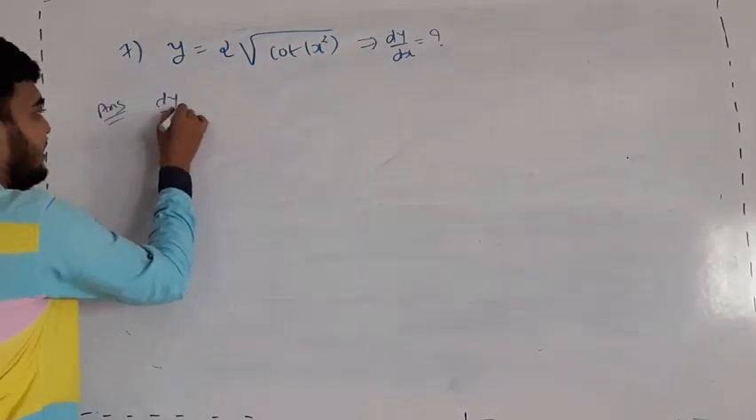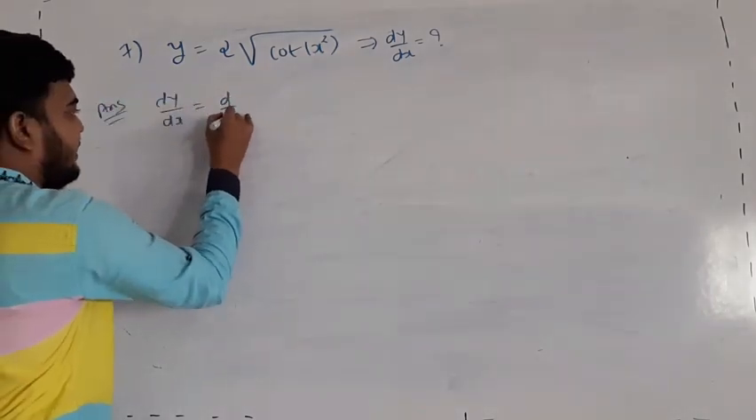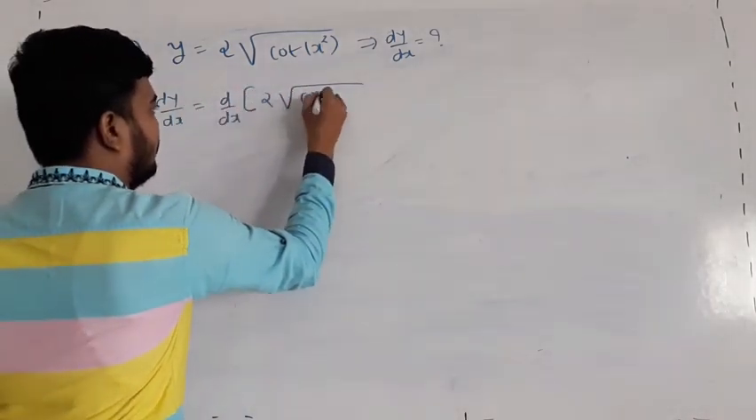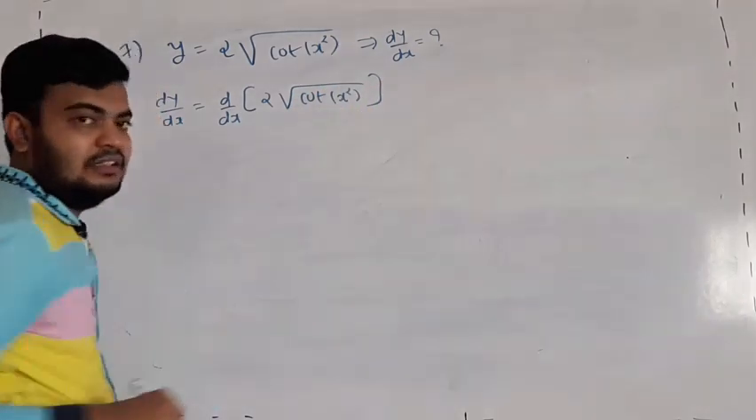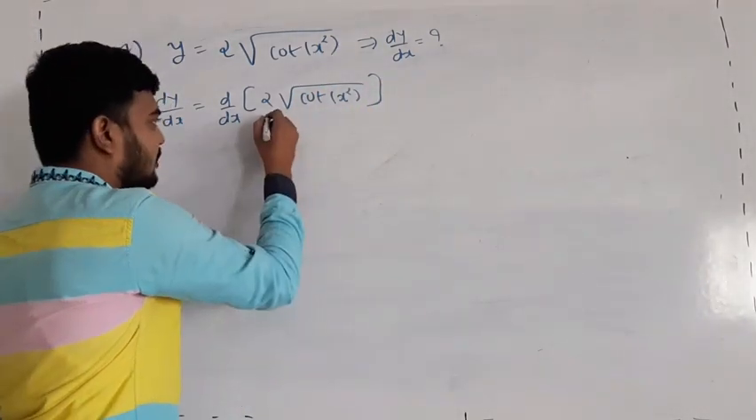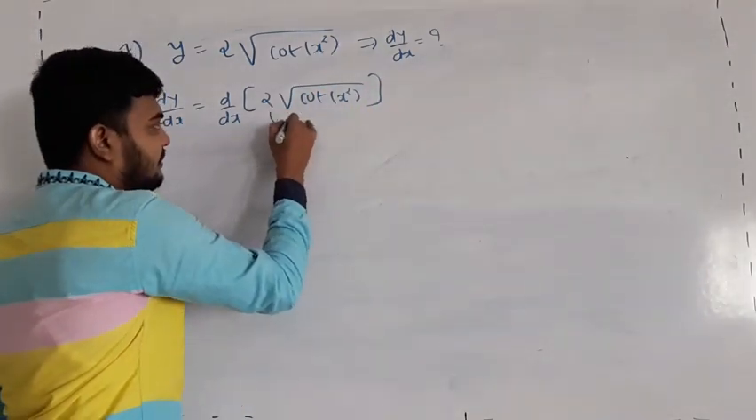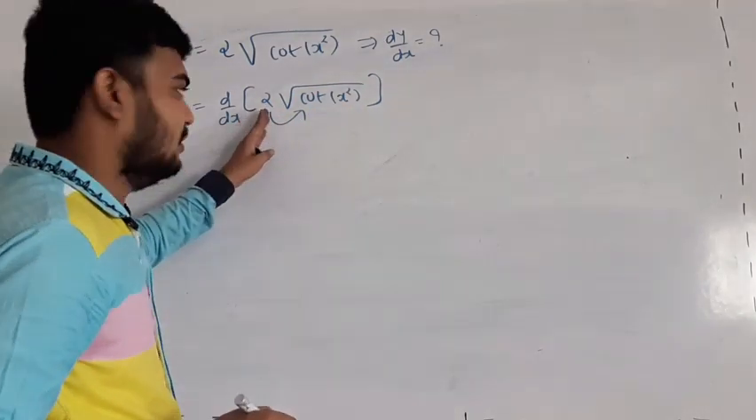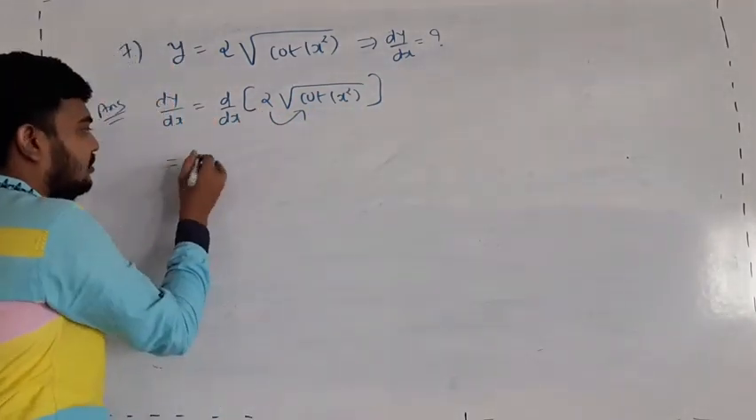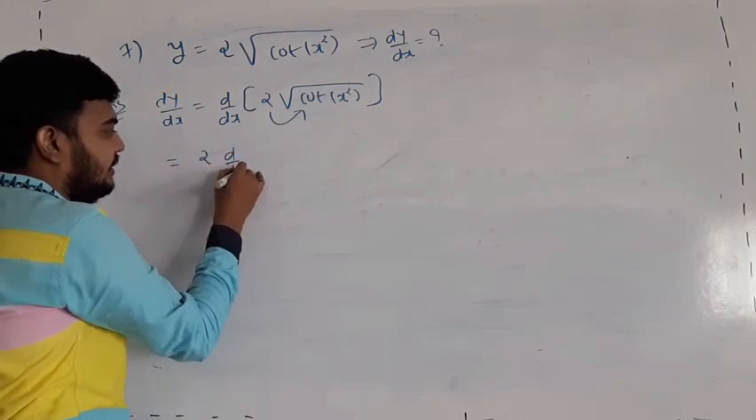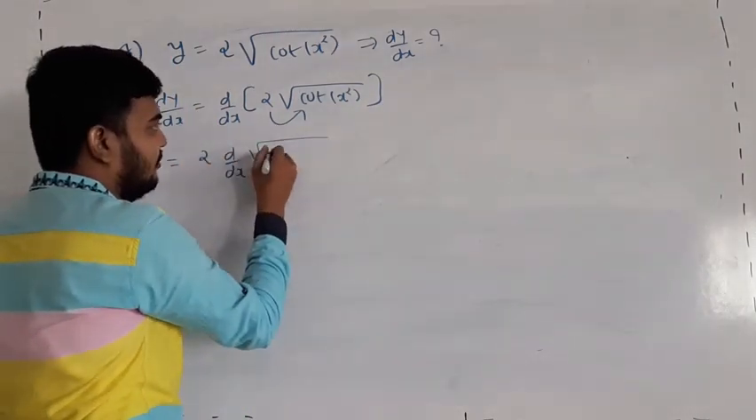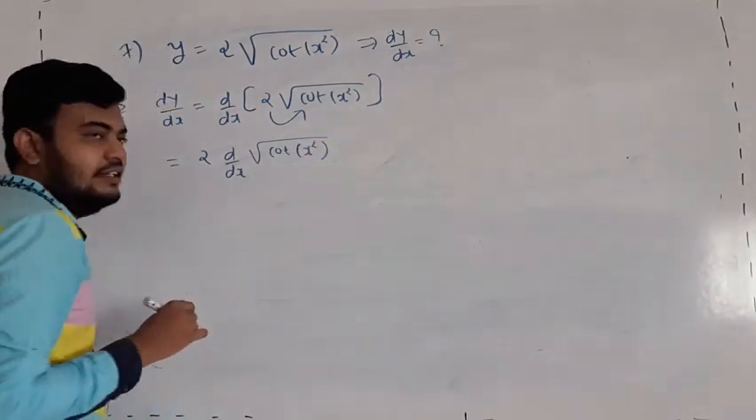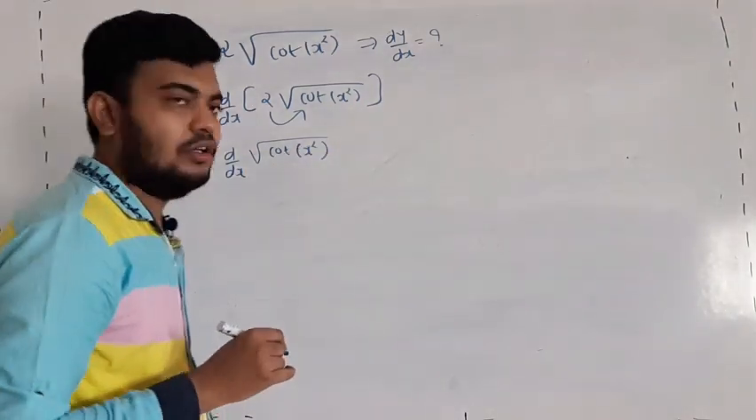Here dy by dx is equal to what beta? D by dx of, putting the value of y, 2 root cot of x square. We know that if a constant is multiplied with a function, then this 2 comes forward. We only differentiate the function. So 2 d by dx of root of cot of x square.